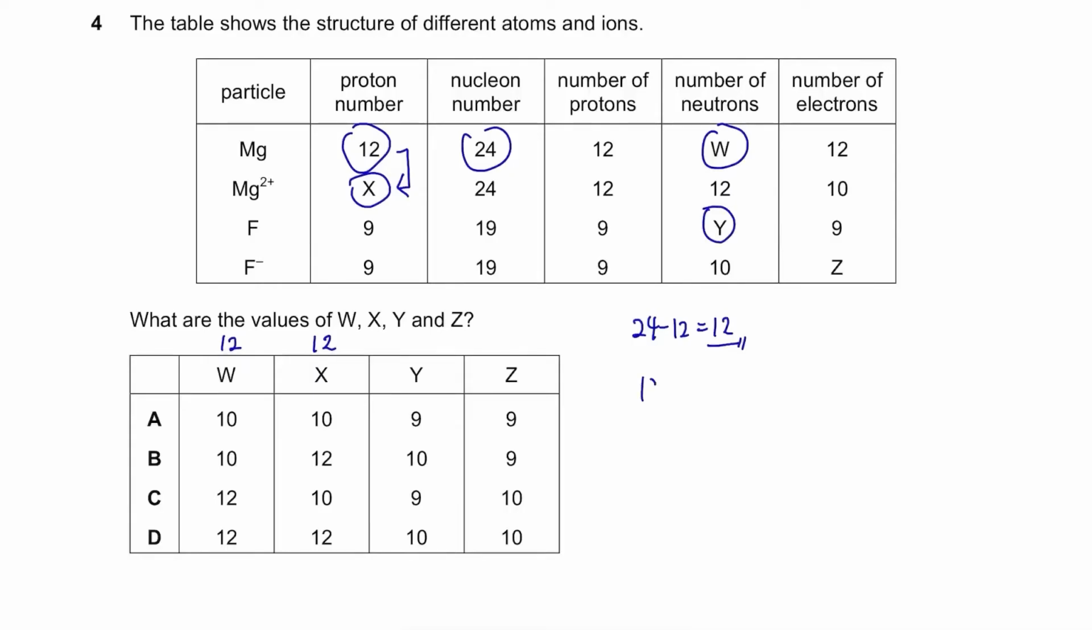Same thing, subtract the proton number from the nucleon number and you'll get it. It's 10. Z is the number of electrons of F-. When it didn't have any charge, there were 9 electrons, so once it got an additional negative charge, it means it gained 1 electron, so now it will have 10 electrons. Answer is D.